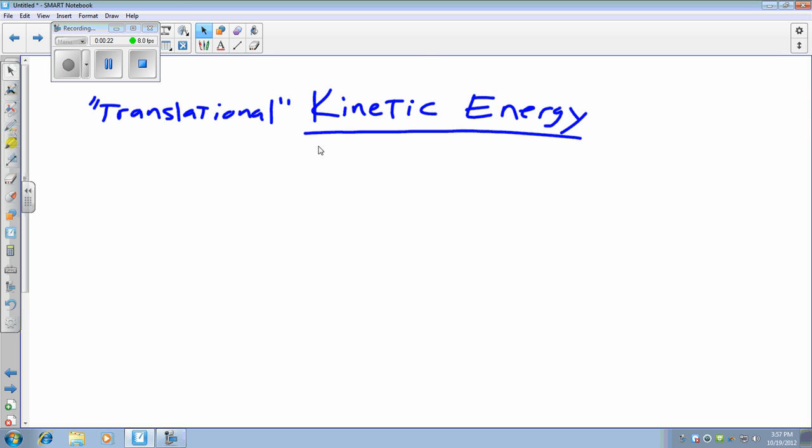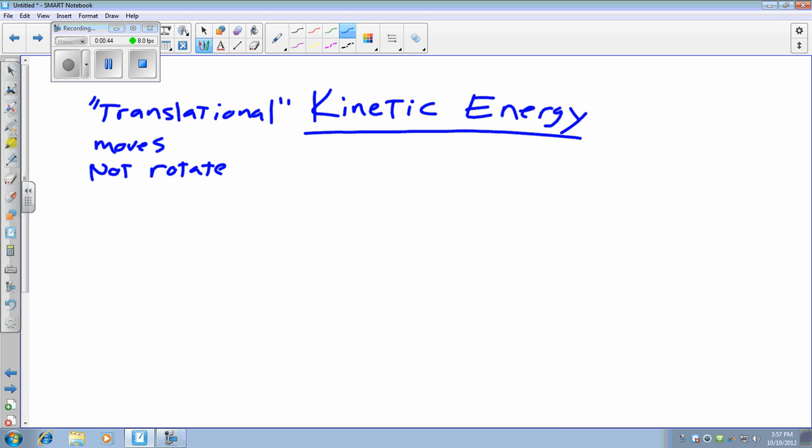Translational kinetic energy. It's called translational because it moves the object. It does not rotate the object. And so translational kinetic energy is the type we're going to look at. So it is the kind of energy that moves the object. So it's a force that's acting through the center of gravity on the object.